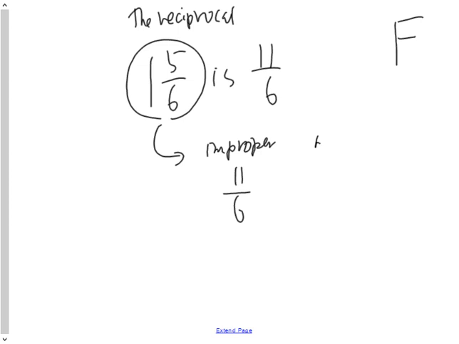The reciprocal is the flip. We call it the reciprocal. The reciprocal is the flip of the improper fraction. So therefore, the true answer is the reciprocal is not 11/6. The reciprocal would be the flip of the improper fraction, so therefore it is 6/11.